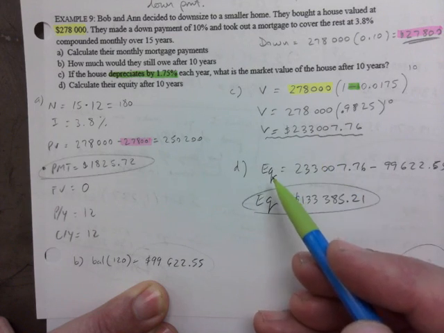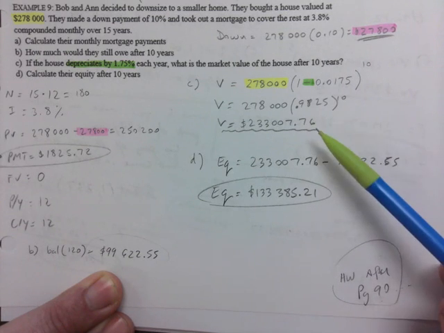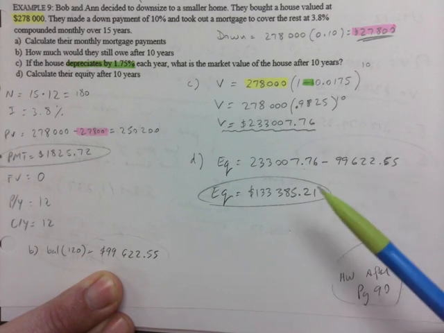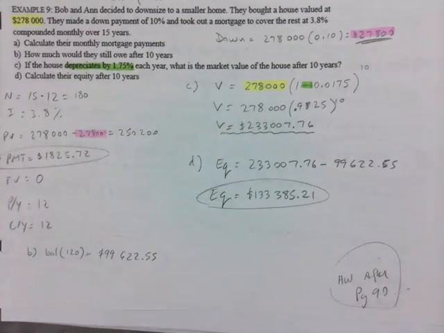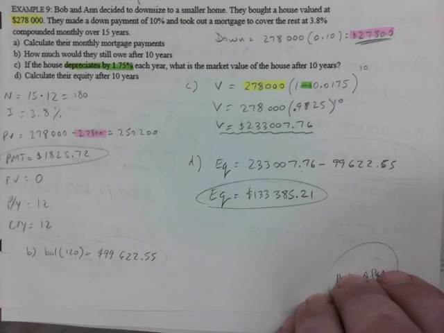And then D is asking for the actual equity. So I've already set it up, right? This is the value of the home. After 10 years, this is how much is owed. So the equity is when you subtract those two amounts. And there you have your equity for this question. Hope this helps.